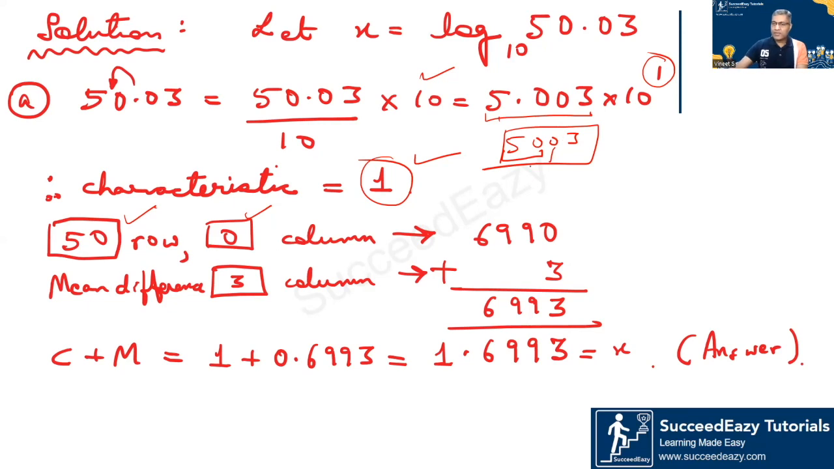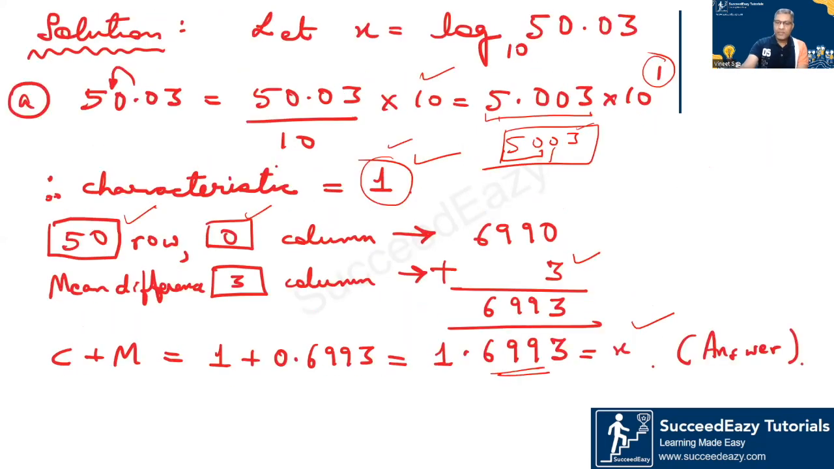Look at the mean difference table in the same row. The intersection between 50 row and the third column in the mean difference table gives you 3. Add the 3, you get 6993. So your fractional part is 0.6993. Add that to the characteristic. What you get is 1.6993. Clear? That is your final answer.